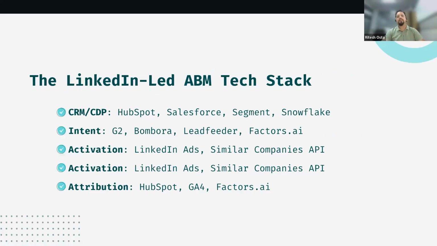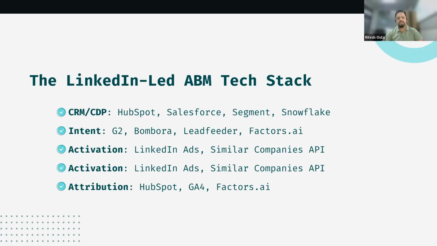So this is how the LinkedIn-led ABM tech stack looks like, okay? You have to have the CRM and the CDP, like HubSpot, Salesforce, Segment, Snowflake. The intent data can be G2, Bombora, Lead Feeder, Factors, and the intent can also come from the CDP as well. The activation is LinkedIn ads and the similar companies API, super important. Okay, and also LinkedIn lookalike audience. All right, and then attribution is HubSpot, GA4, and Factors, which can help you with the attribution, right? So this is what a typical LinkedIn-led ABM tech stack looks like. These are the most common tools that we use.